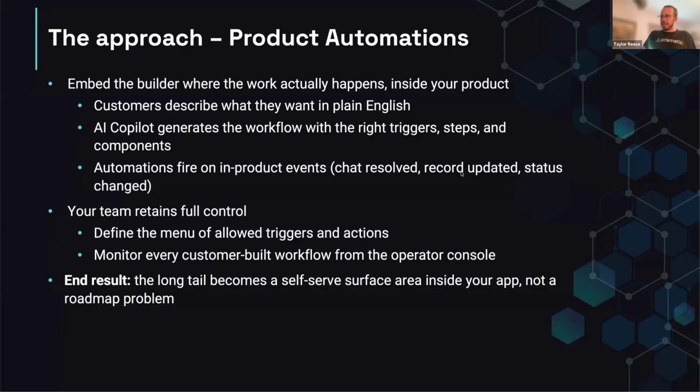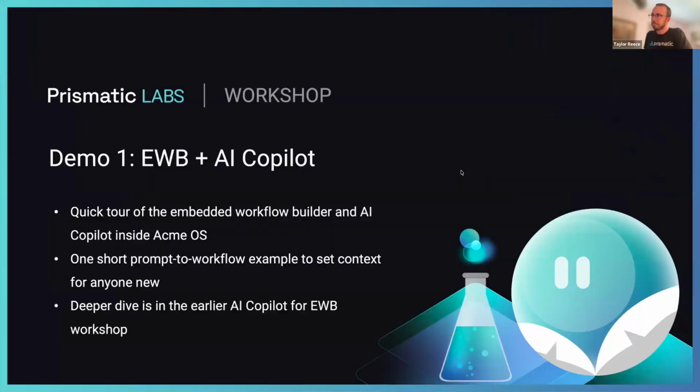And your team ends up retaining full control of those automations. You can define the menu of triggers and actions that are available to your customers. You can monitor what workflows have been built, how many customers have generated workflows. And by having that workflow builder in your app, it really becomes this self-service place in your app where your customers can go ahead and build automations in your app without your roadmap suffering.